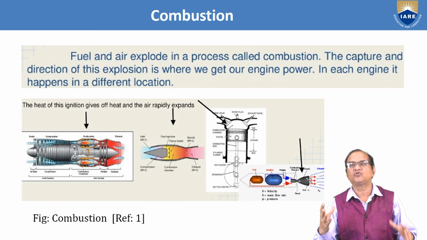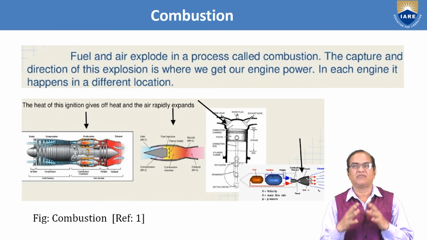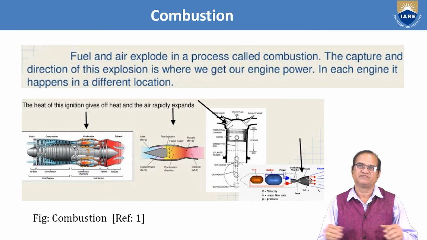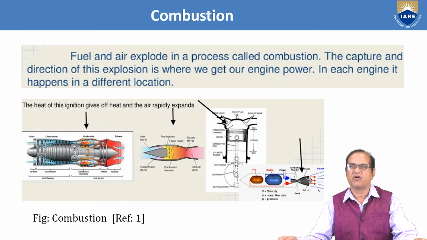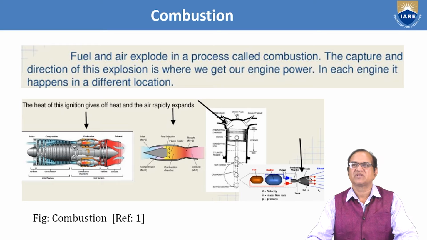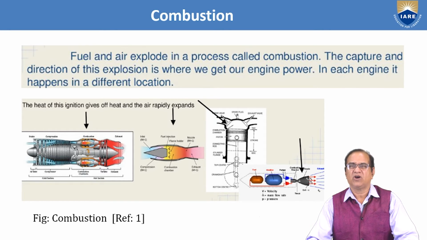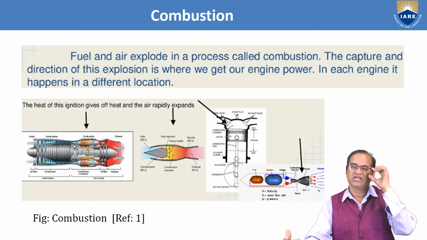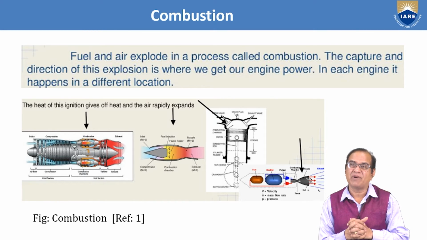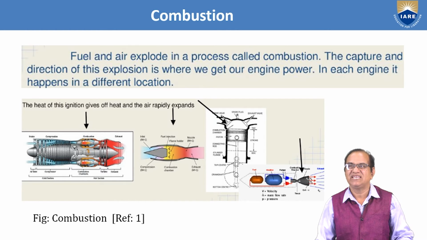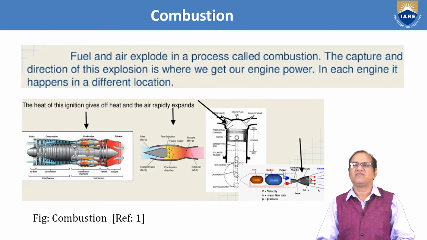This combustion has to happen at a certain temperature and pressure. Then only an efficient burning will take place. Fuel and air explode in a process called the combustion. The capture and the direction of this explosion is where we get our engine power. By this explosion only, we are getting the power for the engine. In each engine, it happens in a different location.